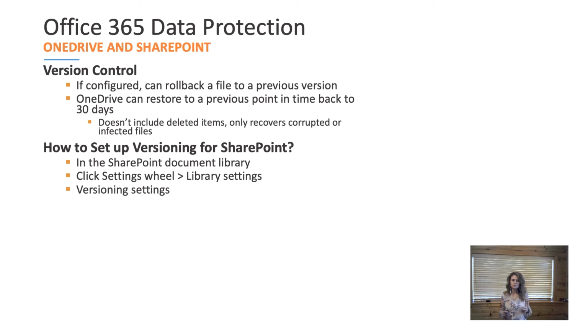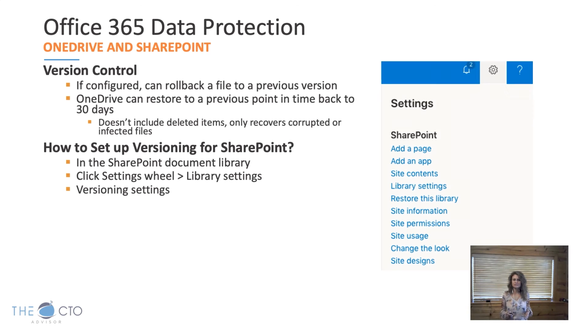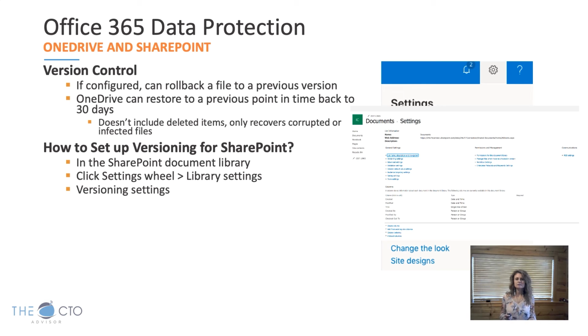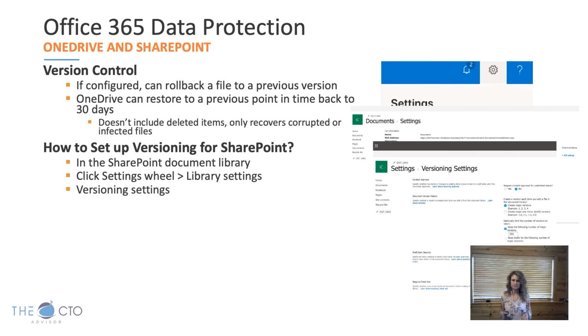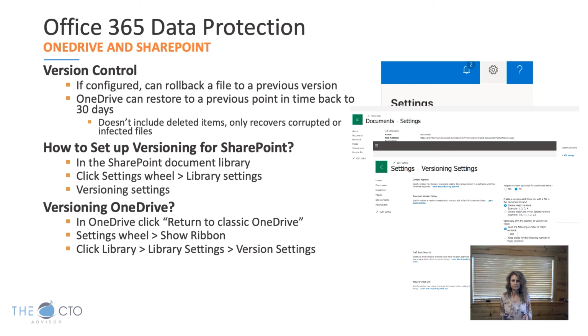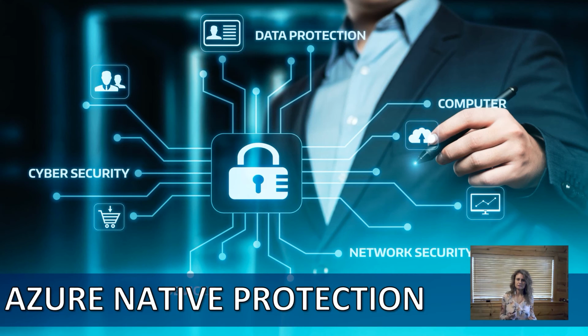So how do we set this up if we don't have versioning for SharePoint in place? We go to the SharePoint document library, go to settings, library settings, version settings. So here's that settings wheel. Essentially, we dive into the console and we're able to set that so we can pull those back. Here's the versioning settings. You have about 3-4 clicks to get there. And what about OneDrive? If you're going to do versioning for OneDrive, you actually need to go back to classic OneDrive to set this, and you go to the settings wheel, library settings, and version settings.